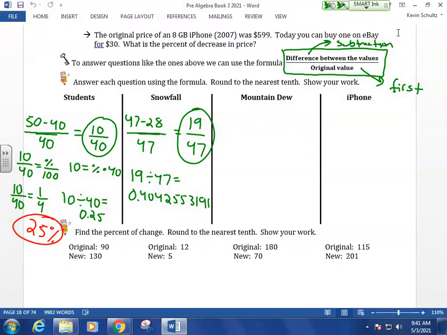How would we write this as a percentage? Pierce? 40%. Yeah. Just move that decimal over to the right 2 spots and 40%. Drop off the rest of the decimal. Okay. Questions so far?